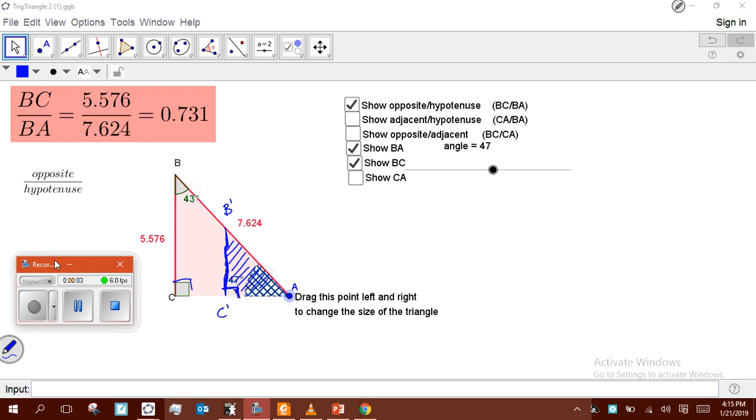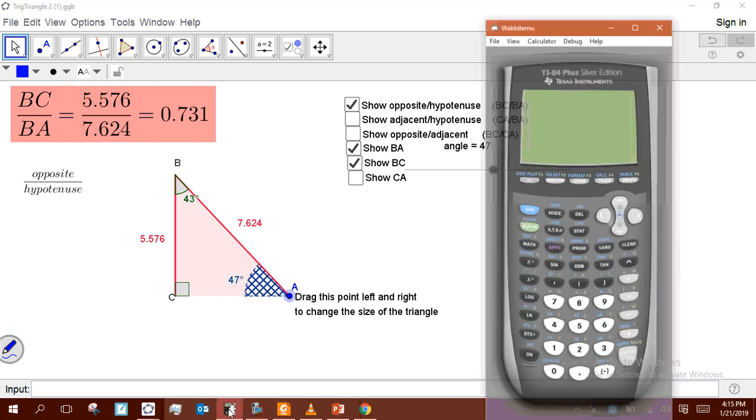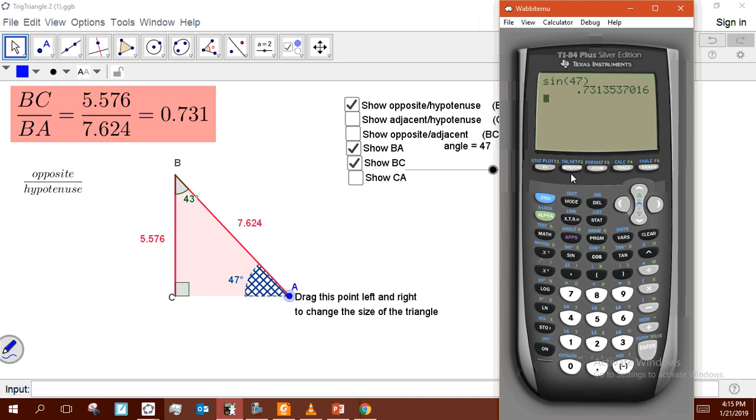Okay, I want to talk about the idea of why, when you take your calculator and you type in sine of 47, it gives back this number here. Okay, and that we can use that with varying right triangles, no matter how big they are, in regards to their side lengths.